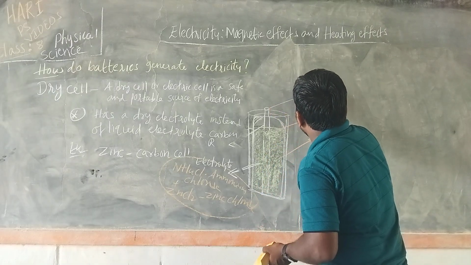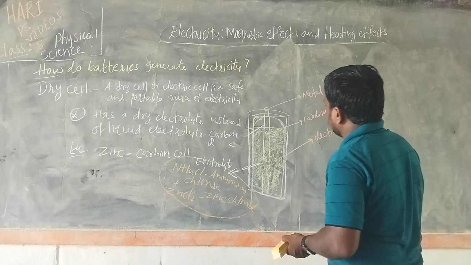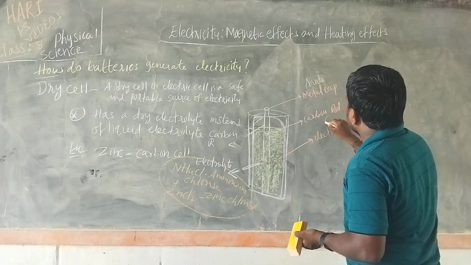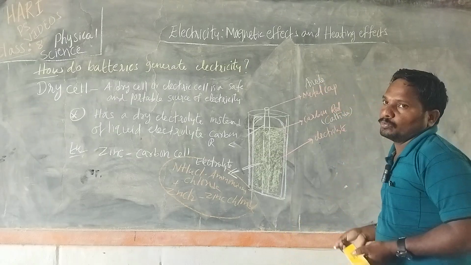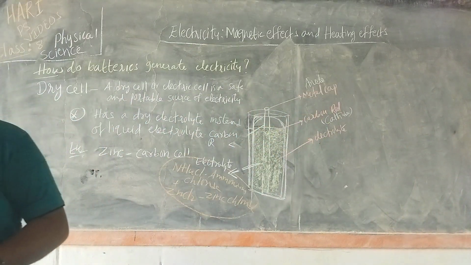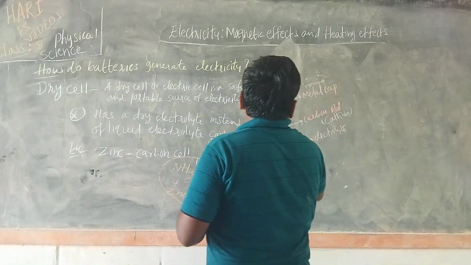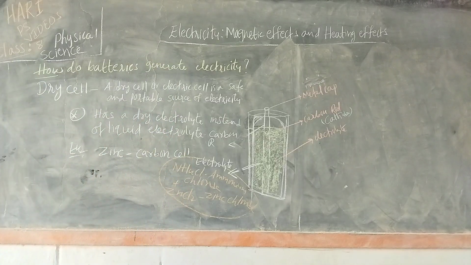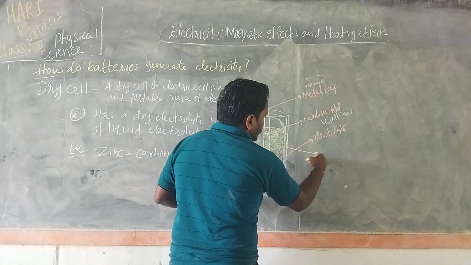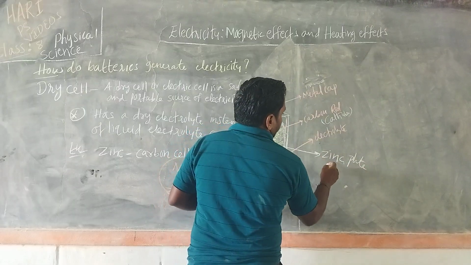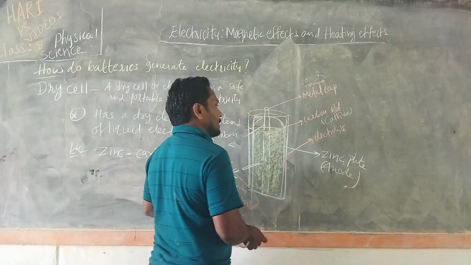Then it has a metal cap. So this metal cap and the graphite rod are there, and inside it has another sheet of metal, that is a zinc plate. The zinc plate acts as an anode.